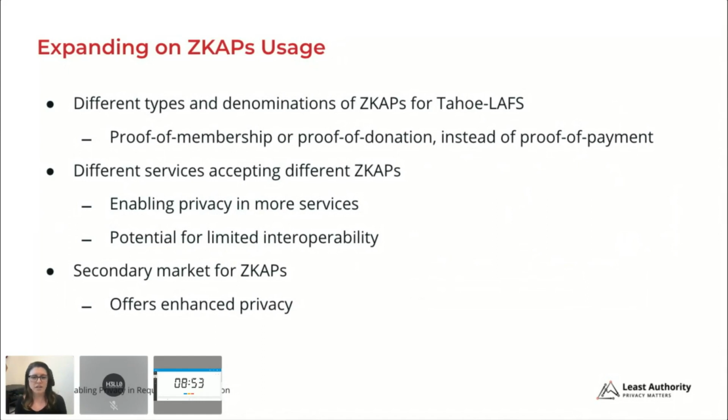Another thing that could be interesting to expand on the usage of ZCAPs would be a secondary market for them. Right now, the ZCAPs are just for use within private storage and that implementation, and we sell them directly to people. But you could envision that in the future there could be a secondary market where, because they're anonymous and fungible, they could be resold, for example, through special services to further provide more privacy. So there could be other disconnects in the business chain to help provide more privacy.